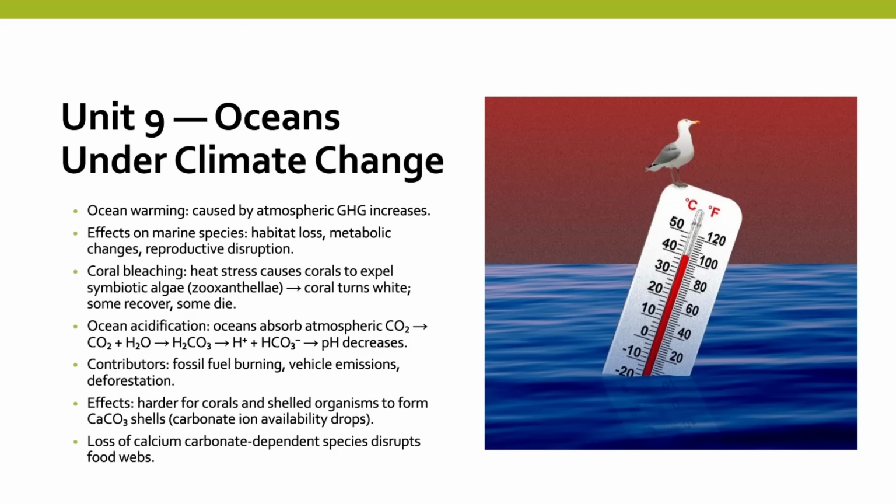Oceans absorb most of the heat and most of the CO2 that we emit as humans. Warming is going to bleach coral. Heat stress forces these corals to expel the symbiotic algae that feed them and give them their color. So they're going to turn white, and that's bad.